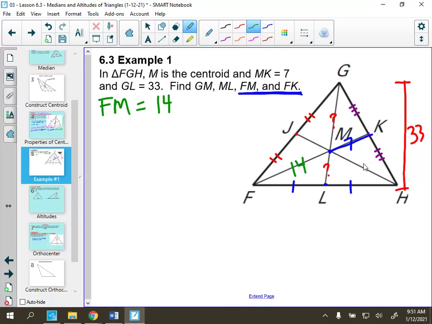Let's just do FK right away. Why not? Because we already have that information. I just got to put them together. So 7 plus 14 is 21. So FK has a length of 21.